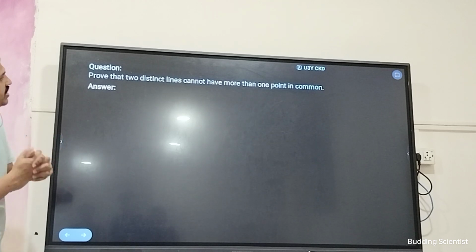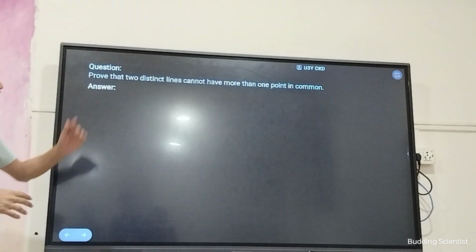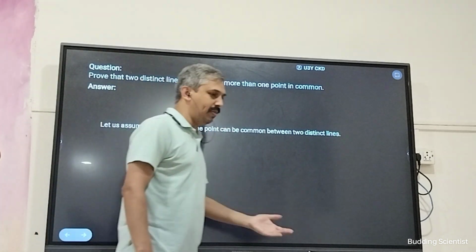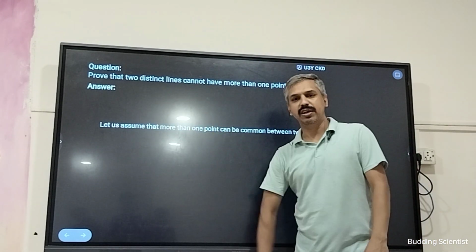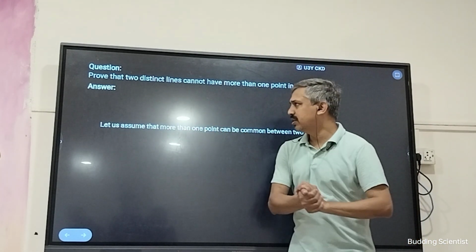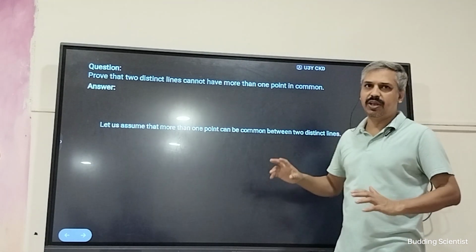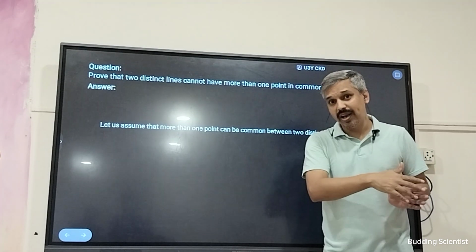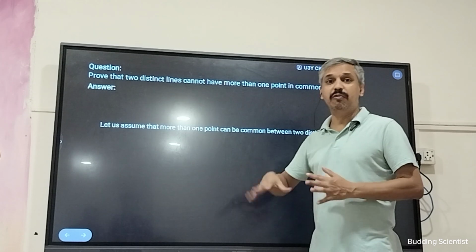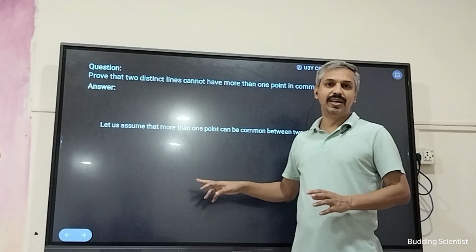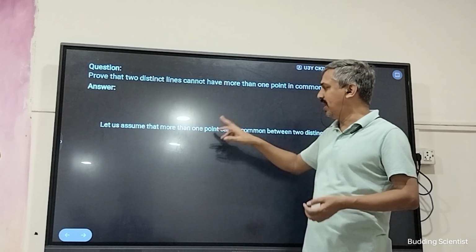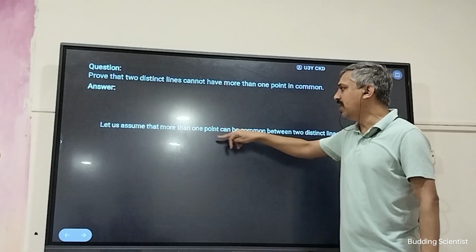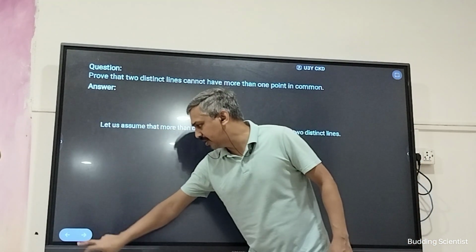Prove that two distinct lines cannot have more than one point in common. Alright, let's assume that more than one point can be common. This is called indirect proof. What we are doing here is, if we are to prove something, we assume the opposite, the contrary. From that contrary assumption, we walk down the path and find that it leads to a contradiction. Then we trace it back and say the contradiction happened because our assumption was wrong. So I am assuming that more than one point can be common between the two distinct lines.